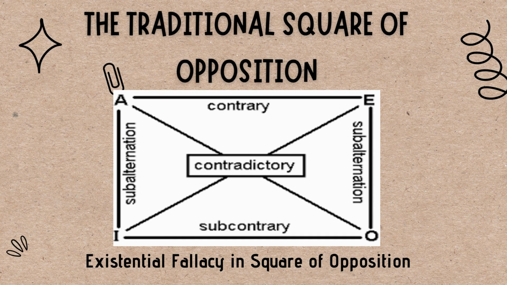Let's look into sub-alternation statements. AI and EO, these two pairs, are sub-alternation pairs. These sub-alternation pairs are always between a universal and a particular. If the universal is true, then definitely the particular will be true. If the universal is false, the particular will be doubtful. If the particular is false, definitely the universal will also be false. If the particular is true, the universal will be doubtful. These are the characteristics of sub-alternation statements, I mean AI and EO pairs.